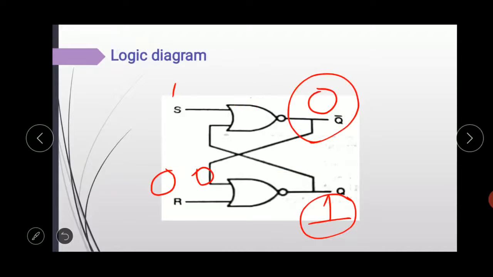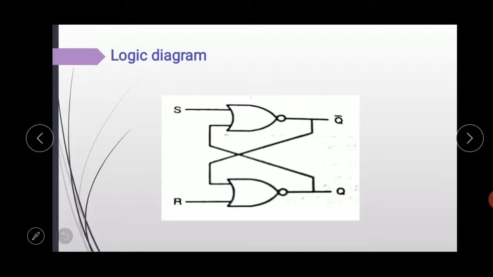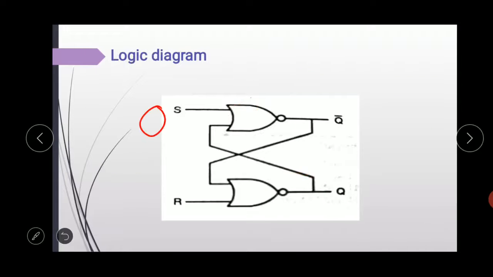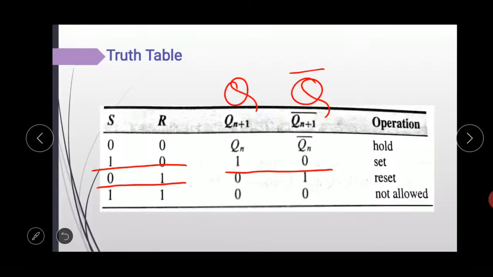Let's try the next combination, that is 0 1. S is 0, R is 1. Whenever the input to a NOR gate is 1, at the output we get 0. Then this 0 is applied here, so 0 0 gives 1. So for the input combination of 0 and 1, we get Q is 0 and Q bar is 1. See here, Q 0, Q bar 1, which is correct.